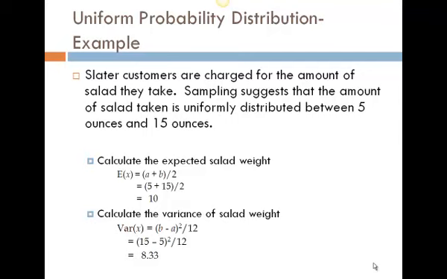So our A here is our lower bound of 5. Our B is our upper bound of 15. So we plug into our formula. The quantity 15 plus 5 divided by 2 gives us 10. So our expected salad weight is 10 ounces. We can then calculate the variance of the salad weight, again plugging into the formula. The quantity 15 minus 5 squared divided by 12. Why is it 12? Because it's always 12. And that gives us a variance of 8.33 ounces squared. Now remember, variance is always in units squared.